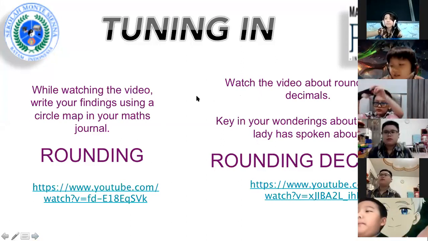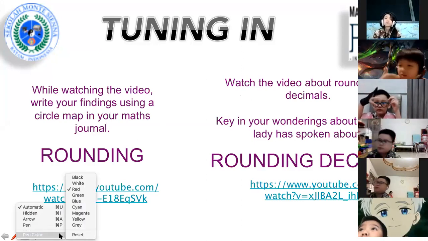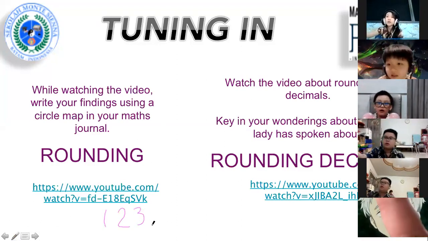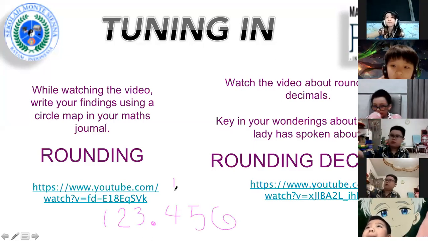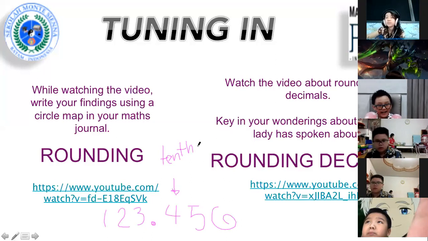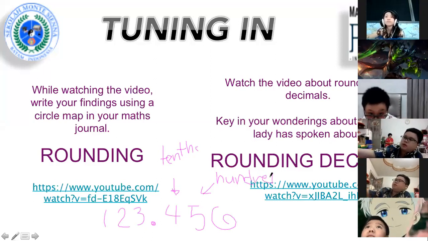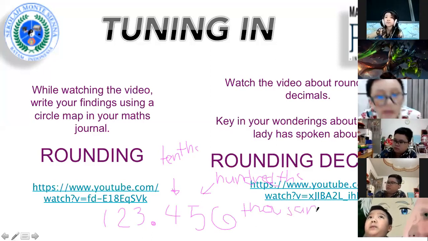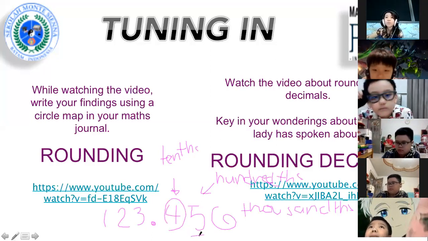Okay, basically when we round off decimal numbers, it is just the same as rounding off a whole number. But before that, you need to remember the following. Let's say the numbers are 1, 2, 3, decimal point, and then 4, 5, and 6. What is this place? We call it the tenths. 5 is known as the hundredths. 6 is known as the thousandths. Okay? So when you round off to the nearest tenth, you will base it from here. This is your target. Is it hundredths or is it thousandths?